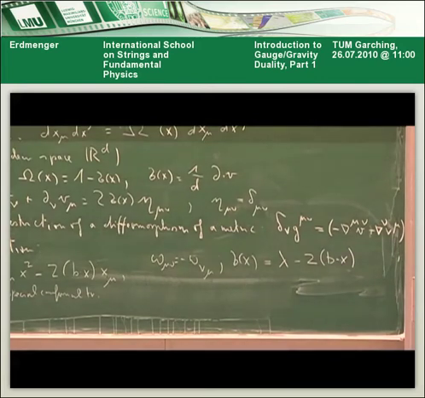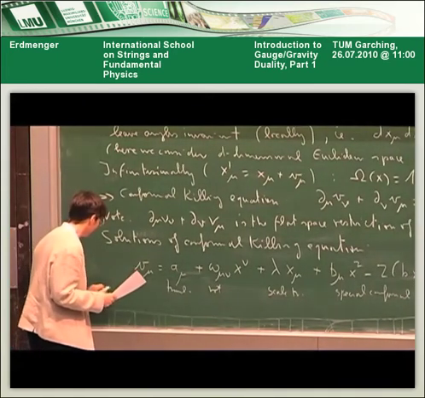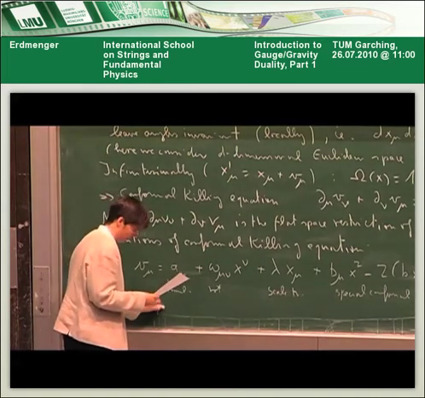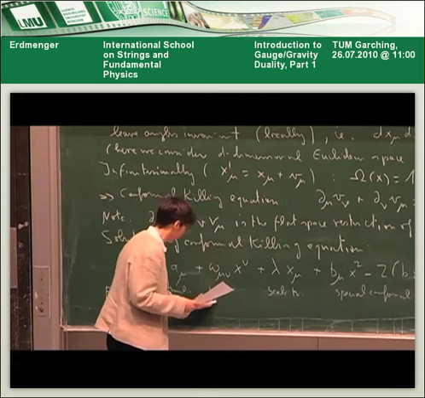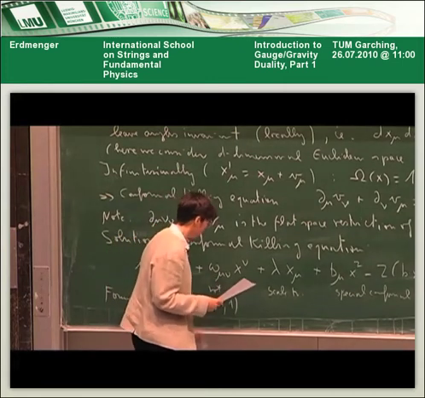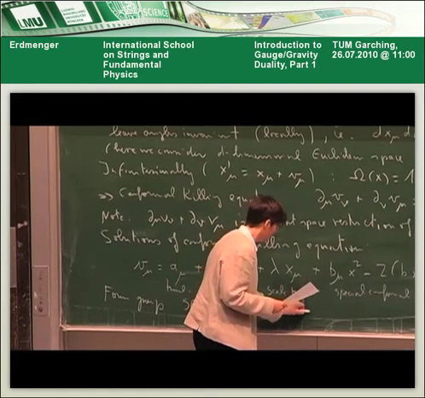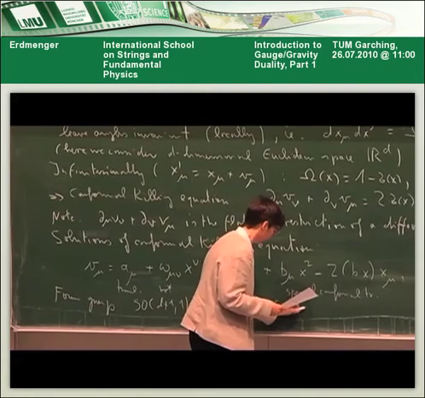And these transformations form a group. Here in this Euclidean signature, this group is called SO(d+1, 1). And in Minkowski space, the group would become SO(d, 2).